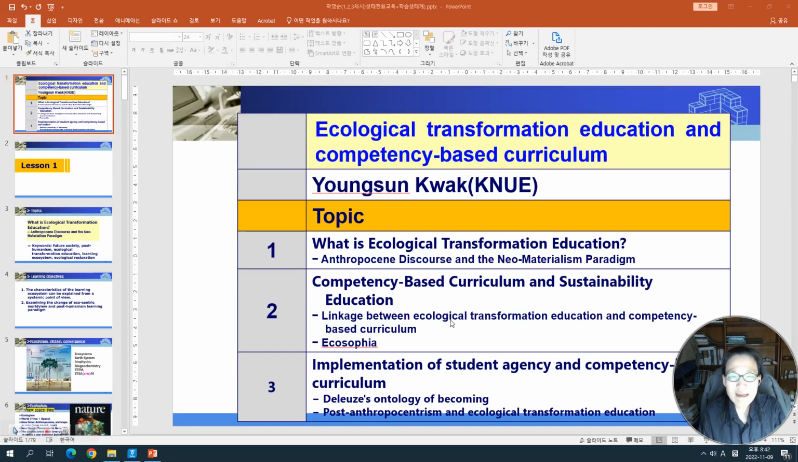And today I will talk about ecological transformation education and competency-based curriculum. The lesson includes 3 sessions. The first one is about what is ecological transformation education. And the second lesson is about competency-based curriculum and sustainability education. And last one is about how to implement student agency and competency-based curriculum.